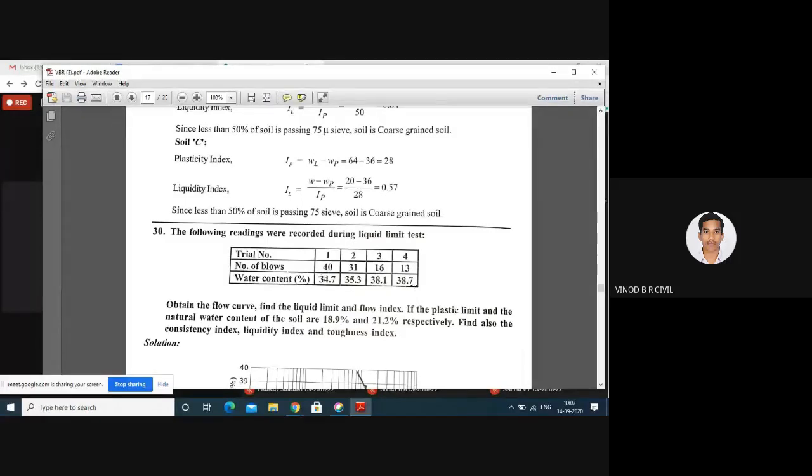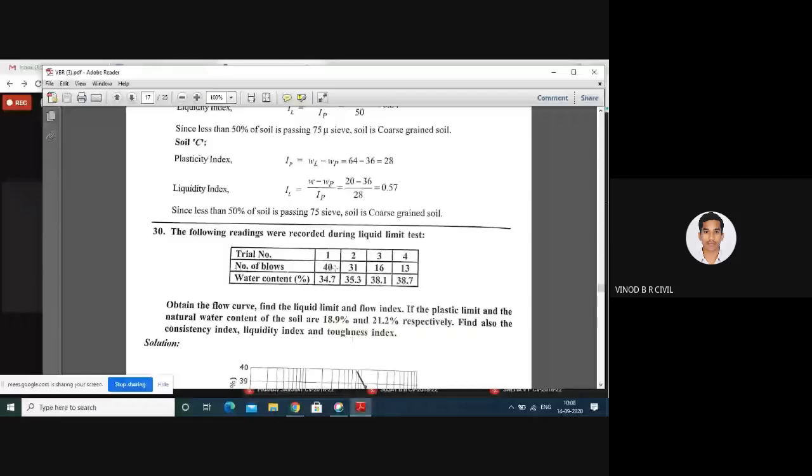I already mentioned, if you want to calculate the liquid limit with the help of the Casagrande, you have to calculate for 25 number of blows. Students, please interact. Are there any 25 number of blows here? No, sir. You can see 40, 31, 16, 13.